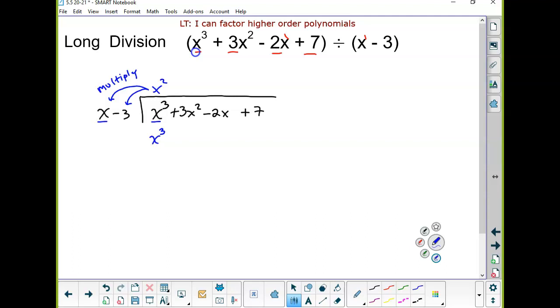And then I've got x squared times negative 3. We have to be very careful here. So once I get done multiplying, some people say subtraction. I don't like that. I like to think of it as we're going to add these terms together, but they have to be the opposite sign of what they originally were. So we say add the opposite.